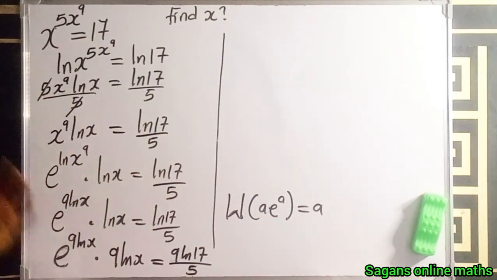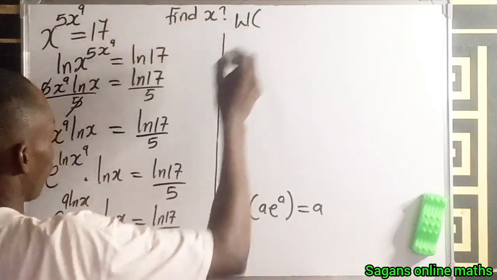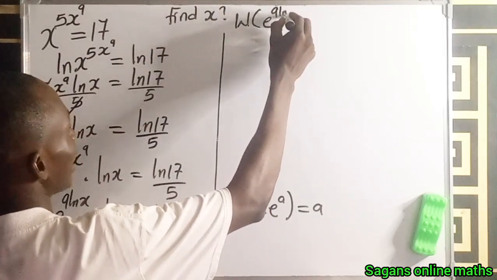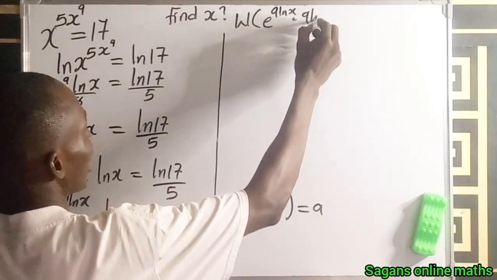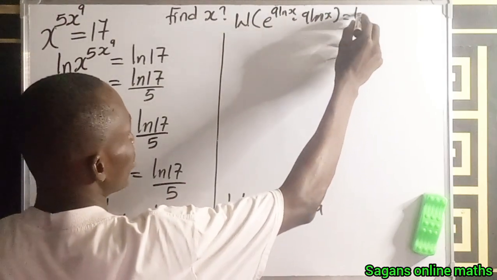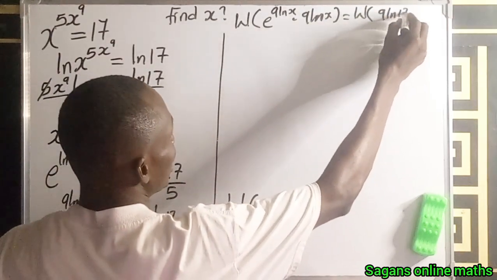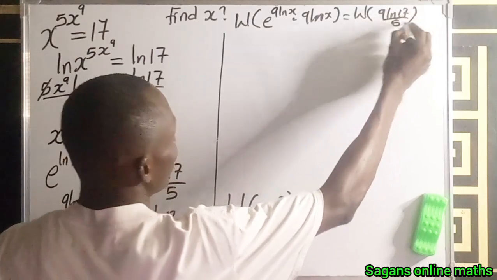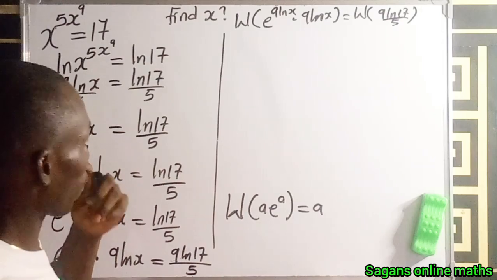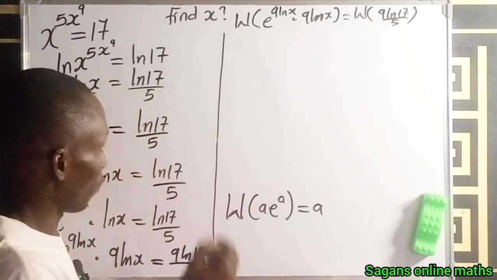Now at this point, we can take the Lambert W function of both sides. So the W function of e raised to the power of 9 ln x multiplied by 9 ln x is equal to the Lambert W function of 9 ln 17 divided by 5. All right. Now what I'm going to do, let's know the value of 9 ln 17 divided by 5.